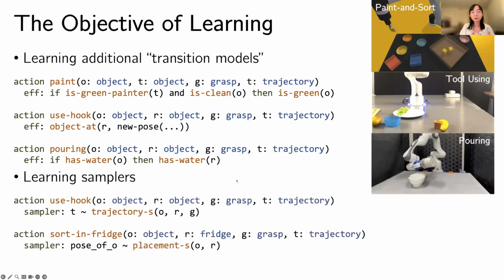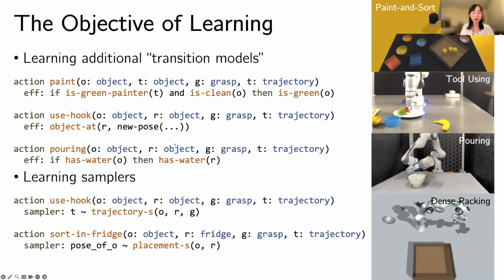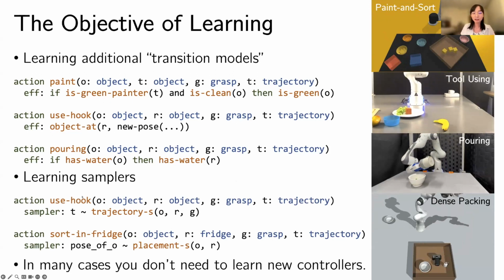So of course, in order to finally execute all these actions, we need additional samplers. So for example, for hook using, we need to understand trajectory. We need to learn additional trajectory samplers that can synthesize trajectories for actually moving the hook. And also for sorting objects in different scenarios, we need to learn additional samplers for placements. So in many cases here, you can see that we don't need to learn additional controllers, but only these transition models and samplers, which is good for us.